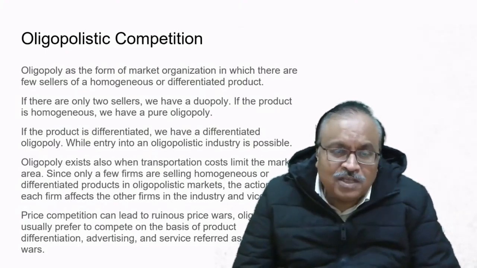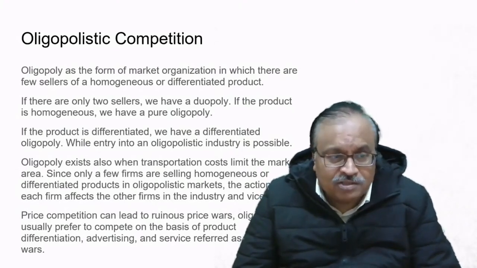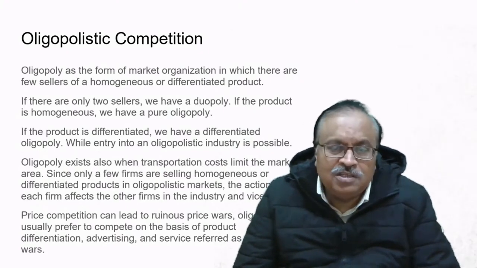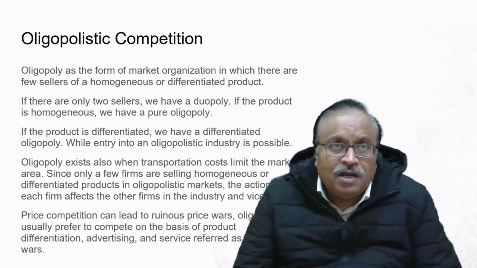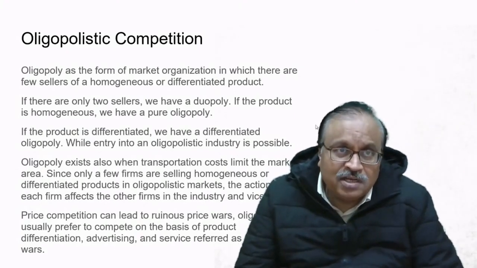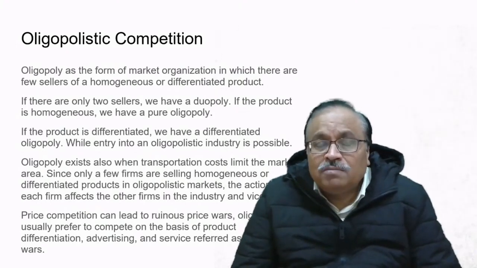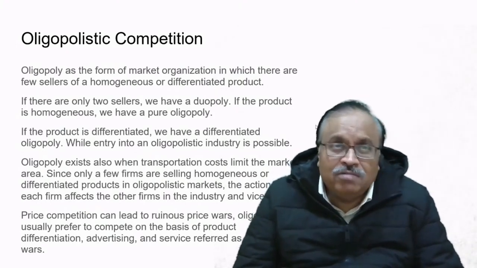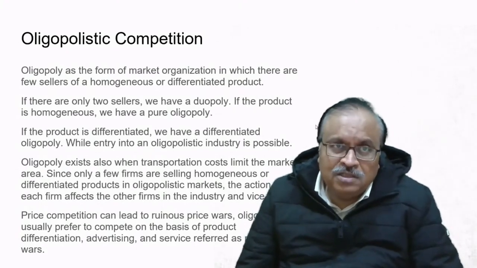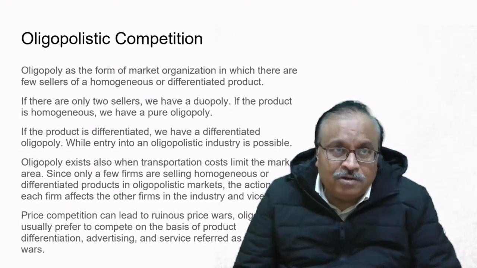Since only a few firms are selling homogeneous or differentiated products in oligopolistic markets, the action of each firm affects the other firms in the industry and vice versa, because there are very few firms. Let us take an example of the automobile sector. Automobile doesn't have too many companies, like 100 or 200 or 500. They have a limited number of companies, 10, 12, or 15 or 20 working in the market.